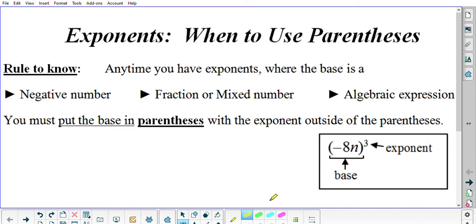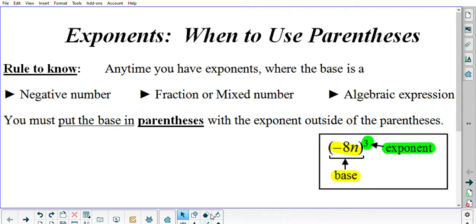Before I start reading the main ideas at the top of the page, I do want to talk about some basic vocabulary here. When I talk about the base, for example, here we have negative 8n to the third power. The negative 8n, which is the thing that is taken to a power, is what we call the base. And then the exponent is whatever power we're taking it to. So just a real quick review on the vocabulary.